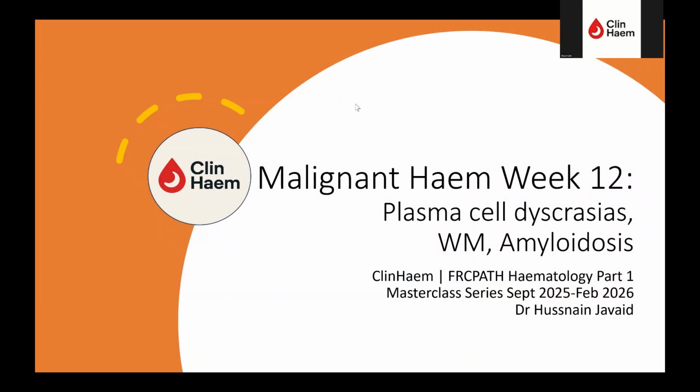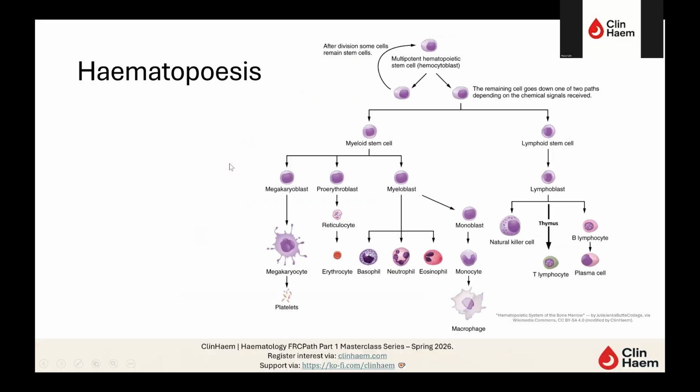Today, we're going to do plasma cell dyscrasias, which is the last section on the malignant heme block. And hopefully the slides are moving. So yeah, it's just the hematopoiesis diagram again. Today we'll be focusing mainly on this step over here and problems to do with plasma cells.